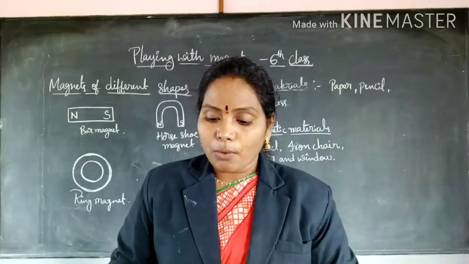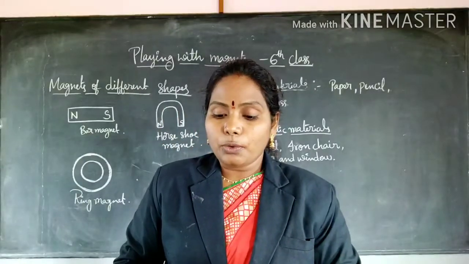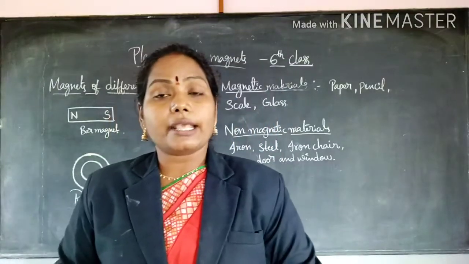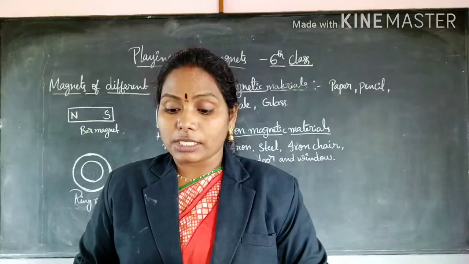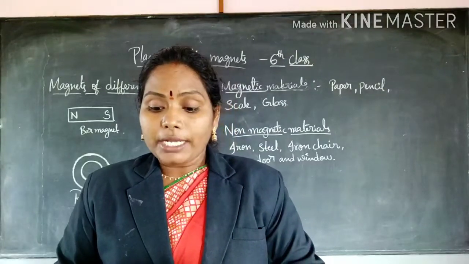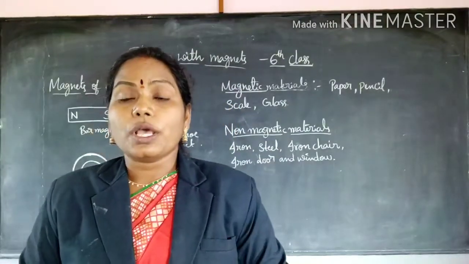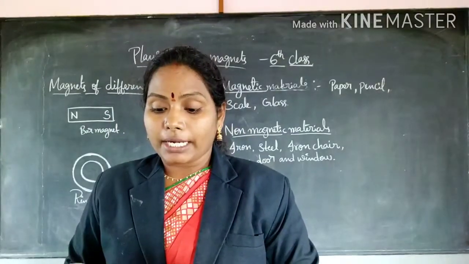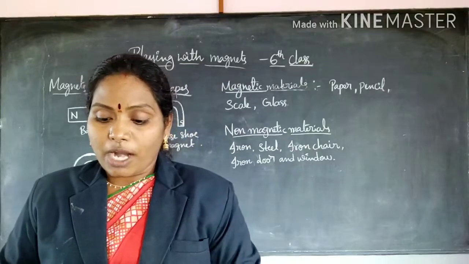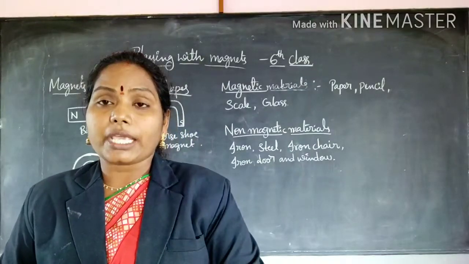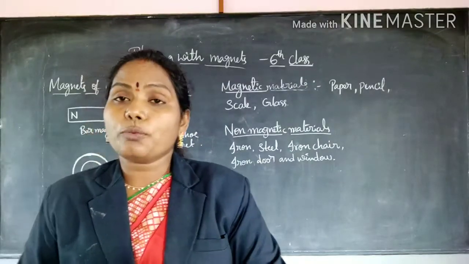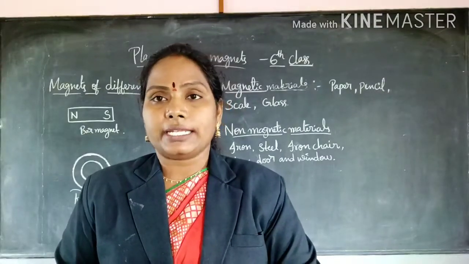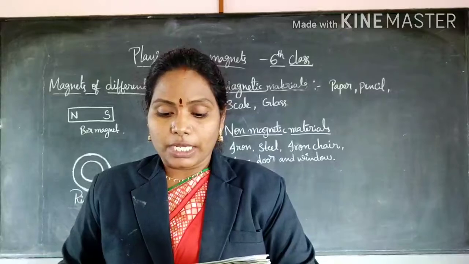Now you would notice that some of the items are attracting and some are not attracting. Why does this happen? Some are magnetic materials, some are non-magnetic materials. What material is needed to make a magnet? Can you make a magnet? We learn all these topics in this lesson.